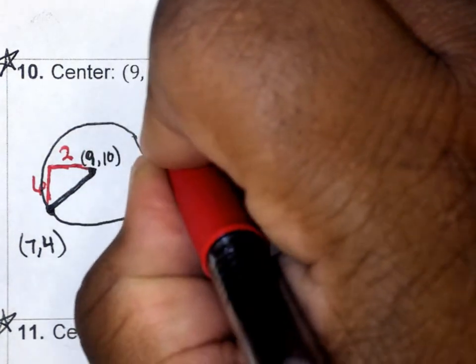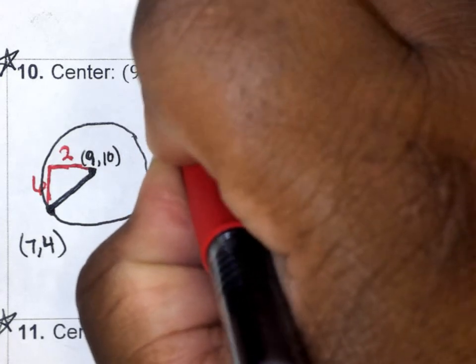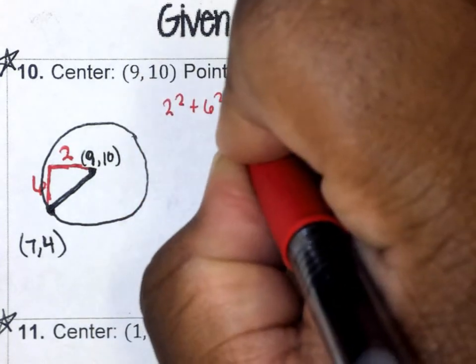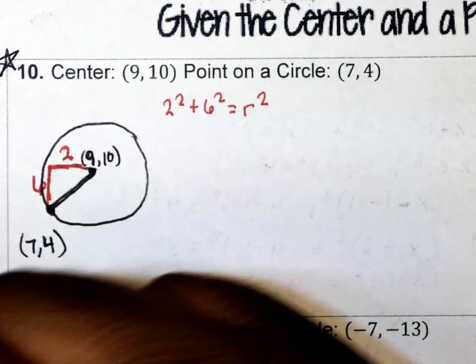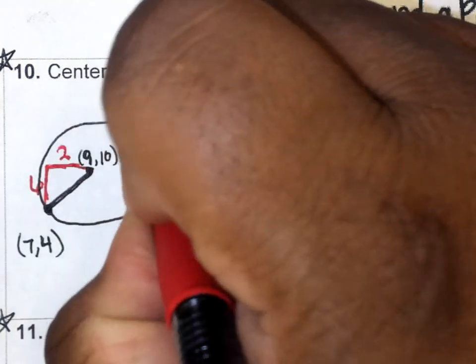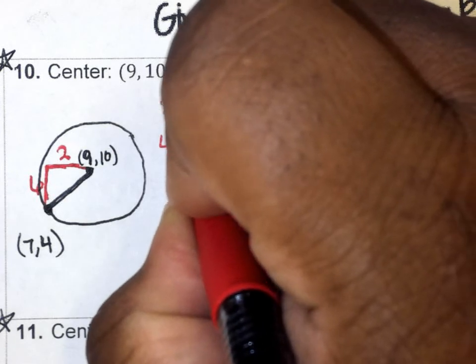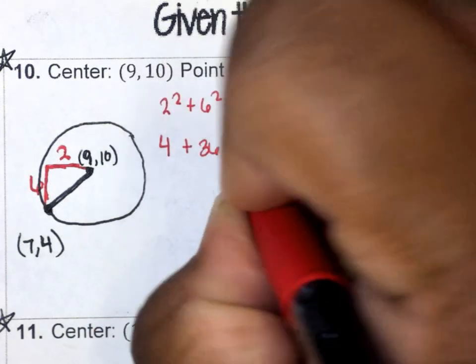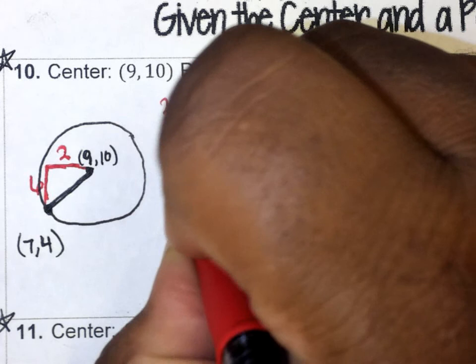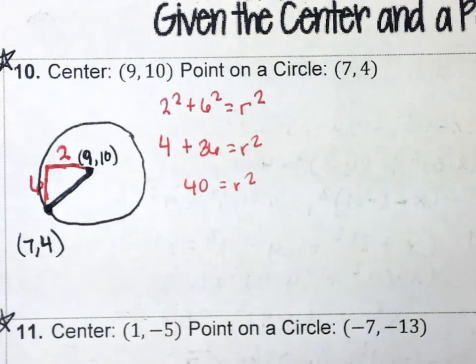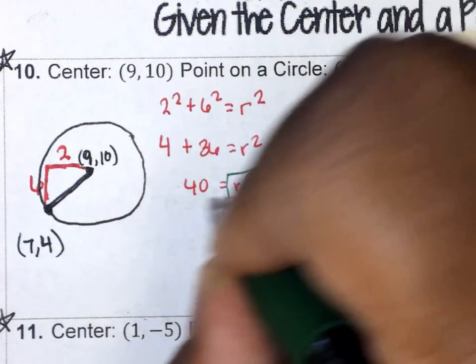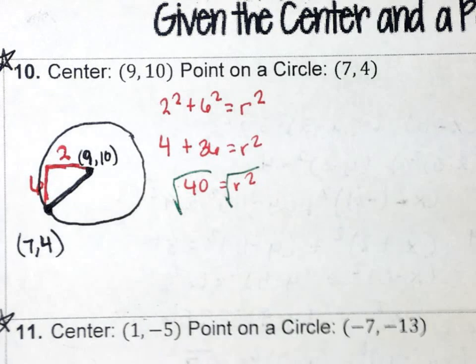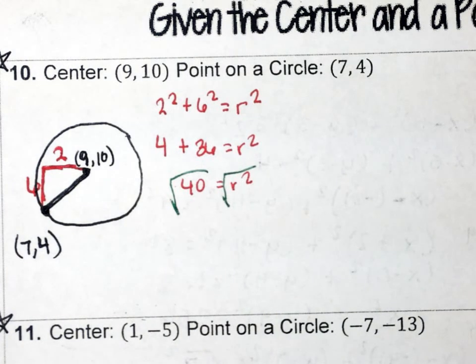Alright. So now I'm doing 2 squared plus 6 squared equals, instead of c squared, since we know it's our radius, call it r squared. 2 squared is 4. 6 squared, 36. Add those together. 40 equals r squared. I told y'all. I think y'all be thinking I'm lying. I told you, no matter what, to the end of the year, you can't get away from Pythagorean theorem. It's the cornerstone of geometry.